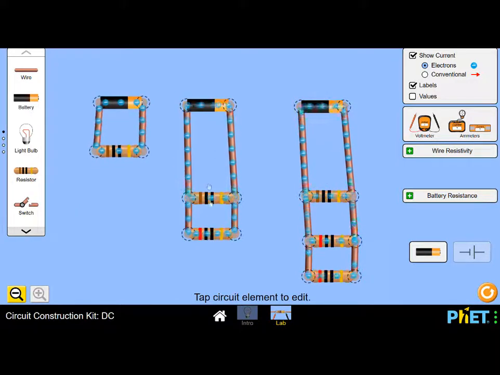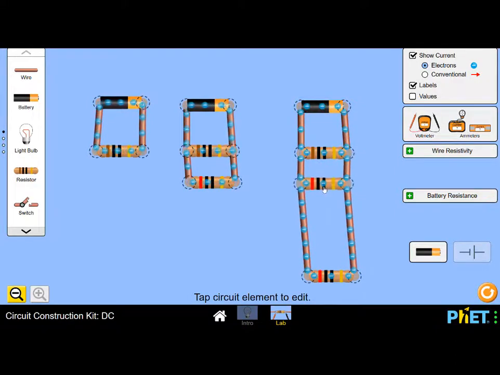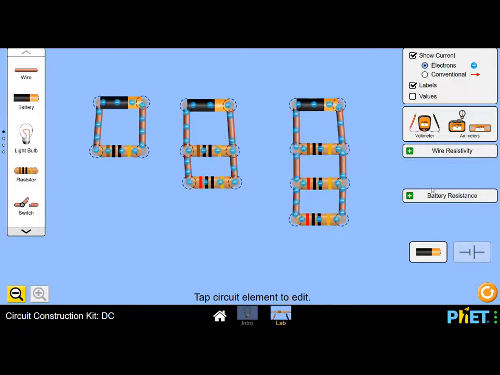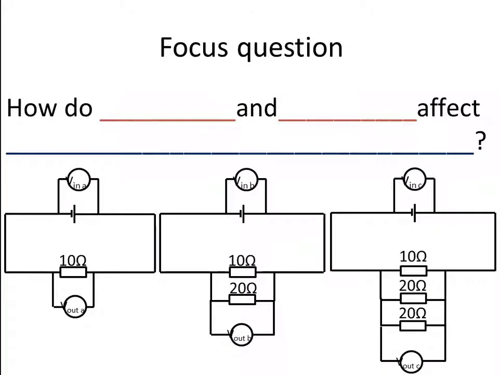Now, since there's no bulb, we can't by eye see what's happening here. But what we are going to do is we're going to bring in a voltmeter, and we are going to measure the potential difference, the voltage, across each of these resistors, as well as across the circuit as a whole, in other words, across the batteries. But before we do that, let's discuss what is our focus question.